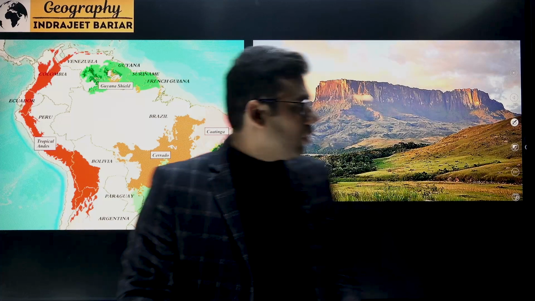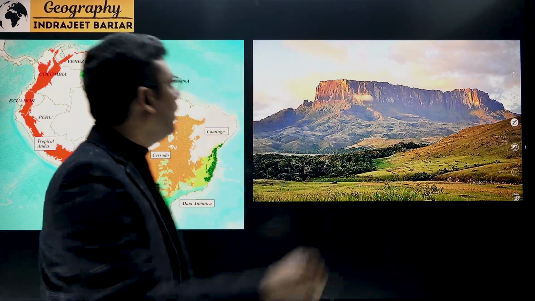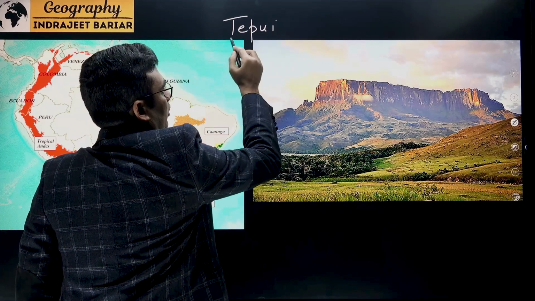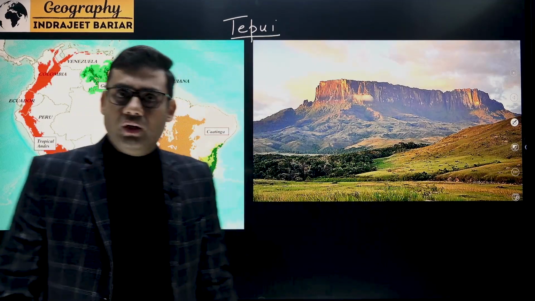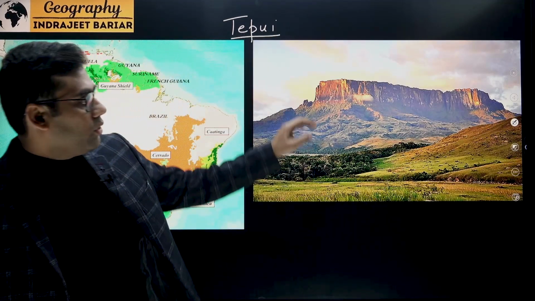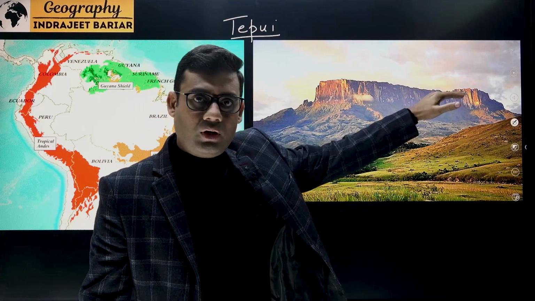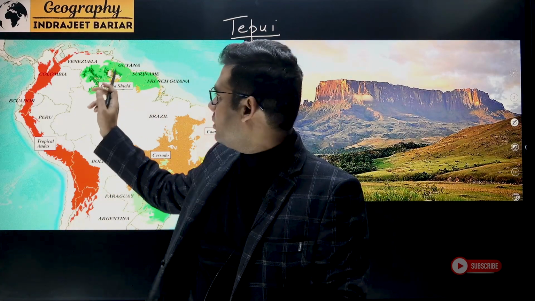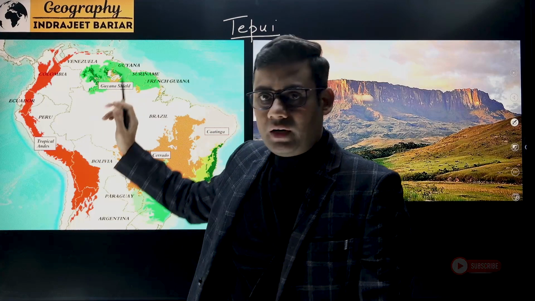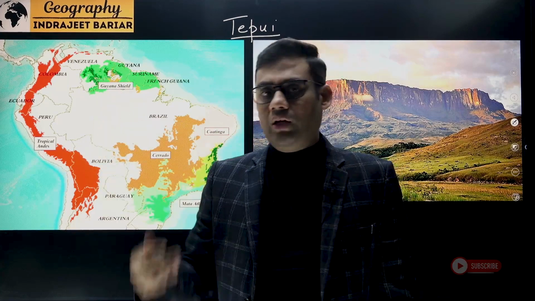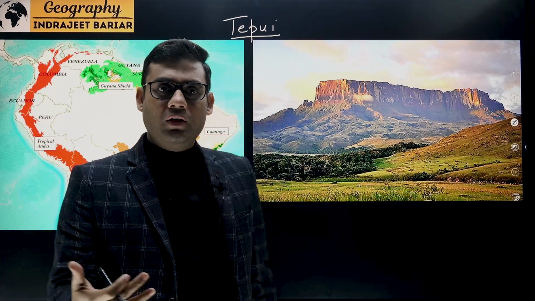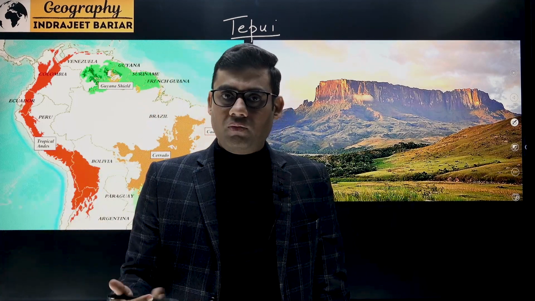Now, one important feature of Guiana Highland is what we identify as tepui. Now, this tepui, what is tepui? Tepui is flat top or tabletop mountains. So, what I see over here is this Guiana Highland. This is Precambrian period, very ancient landmass, and it has relatively remained stable over the period of time.